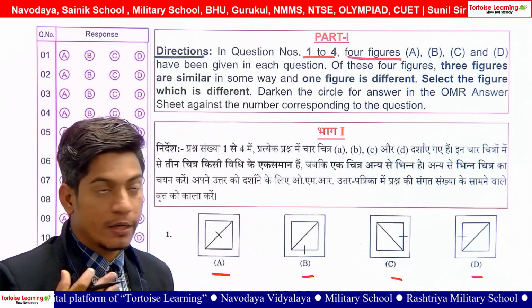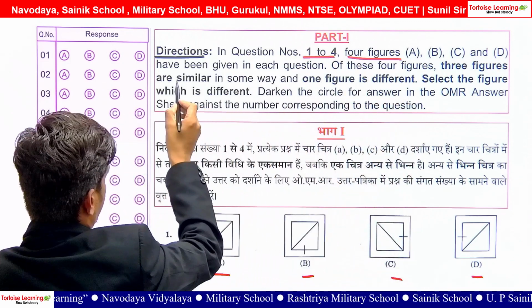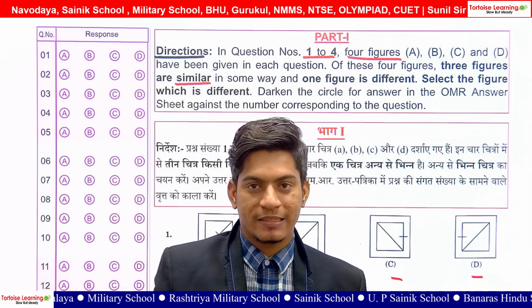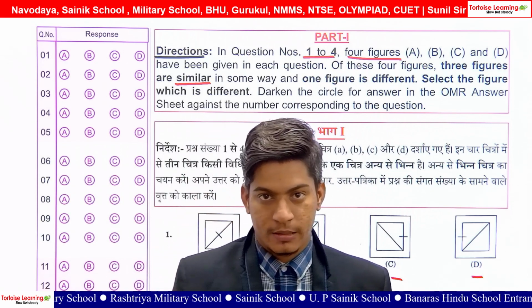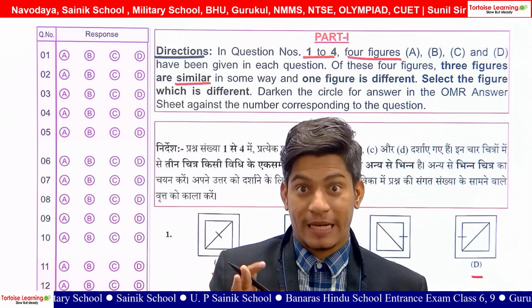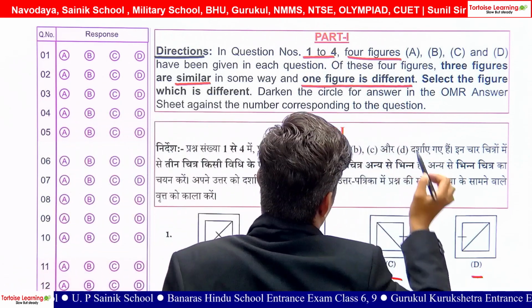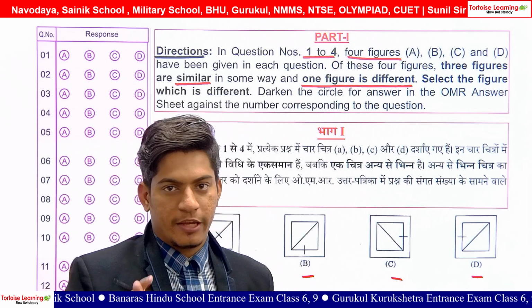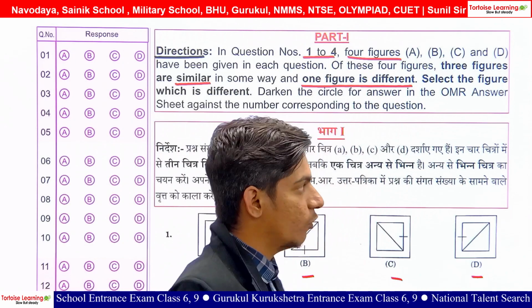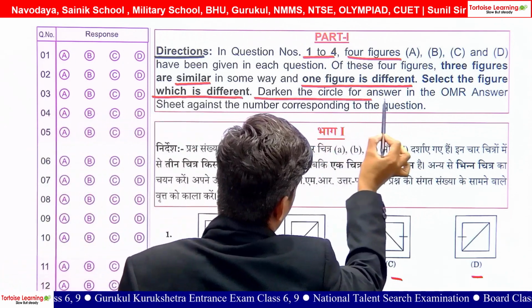Four figures are given, and among these 4 figures, 3 figures are similar. Very important. Similar means they have similarity on the basis of their sides, their shapes, their rotation, their number of sides. You got my point? One figure is different. 3 are the same and 1 is different. So we have to identify which is different, choose it, and darken the circle for the answer.